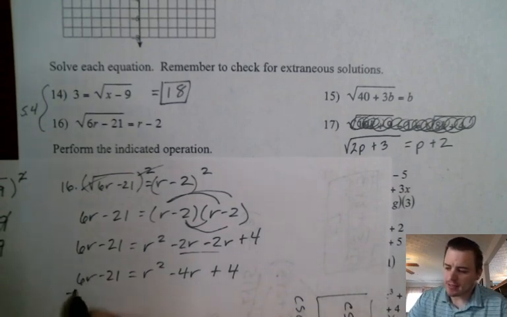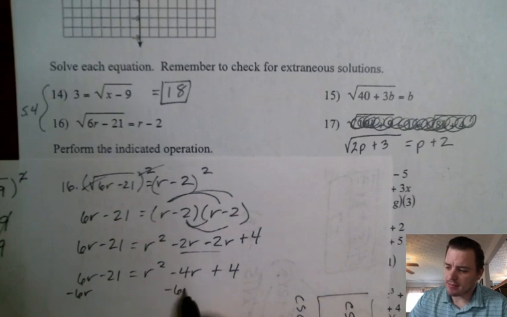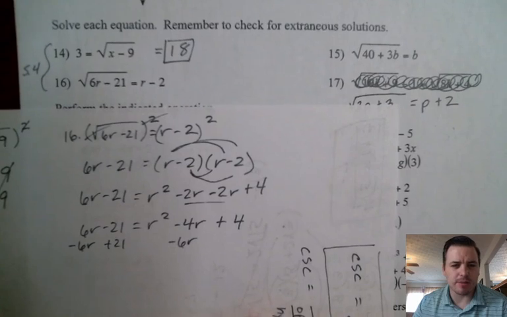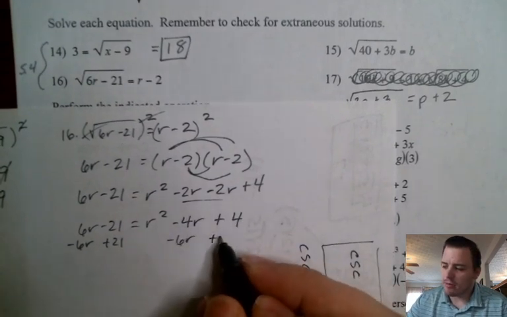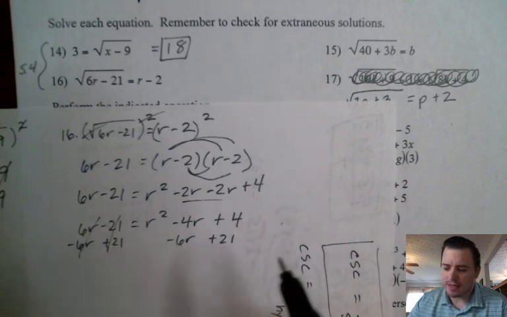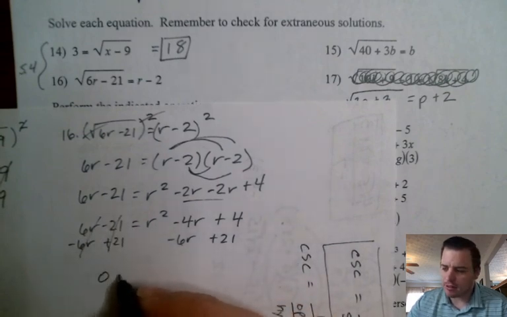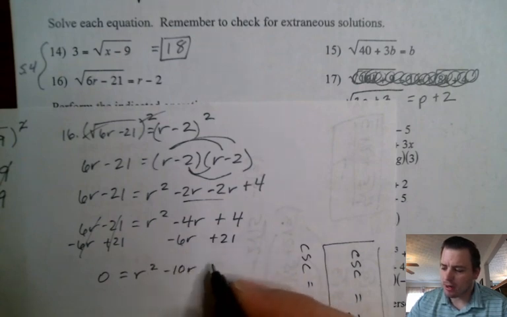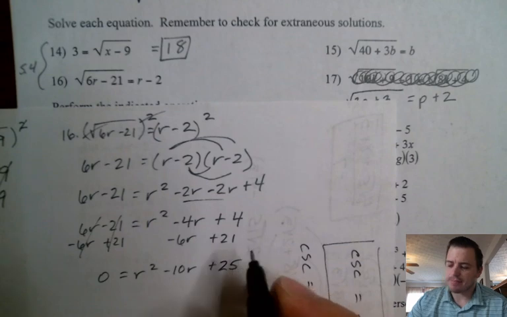I then subtract 6r on both sides, and I'm going to go ahead and add 21. I know I'm doing two steps at a time. I know it's probably not good modeling, but I think you guys can handle it. So everything cancels on that side, leaving me 0 is equal to r squared minus 10r plus 25.